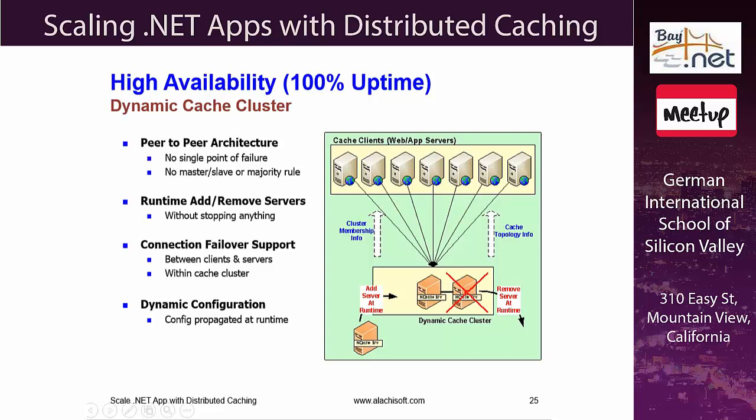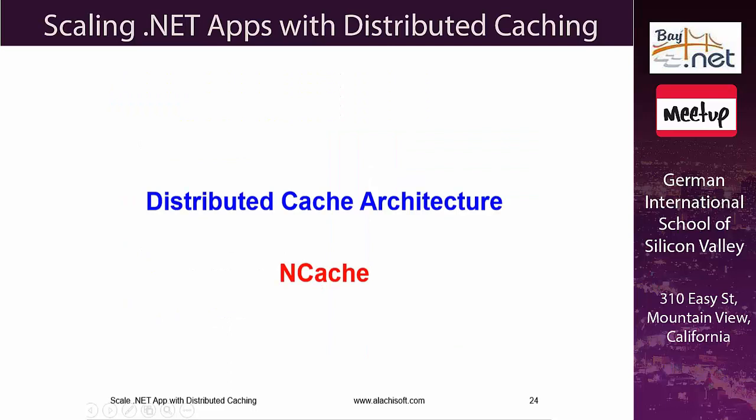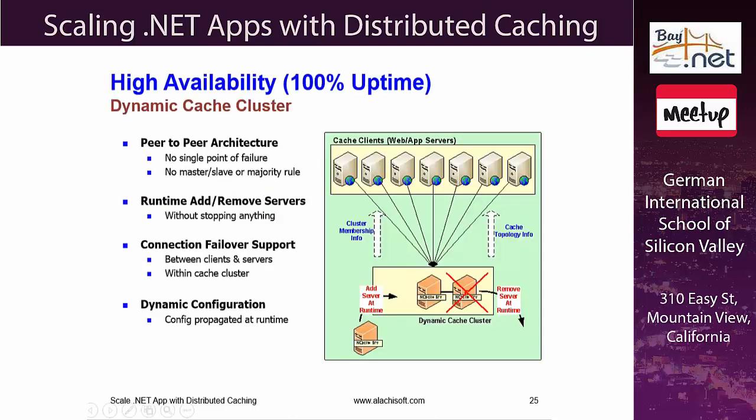I think we've had a pretty long session. So a good distributed cache always builds a cluster, as I said. I will go through NCache architecture. So NCache has a dynamic cache cluster. It's a peer-to-peer architecture, so there's no single point of failure. There's no master slave, no majority rule. Every node is a peer. So that means you can add or remove any servers from the cluster, and the cluster continues to run, the cache continues to run, the application continues to run. High availability, very, very important.